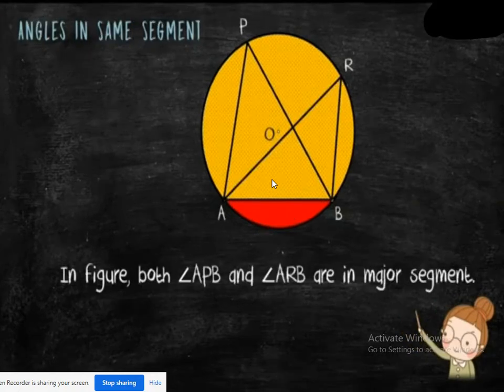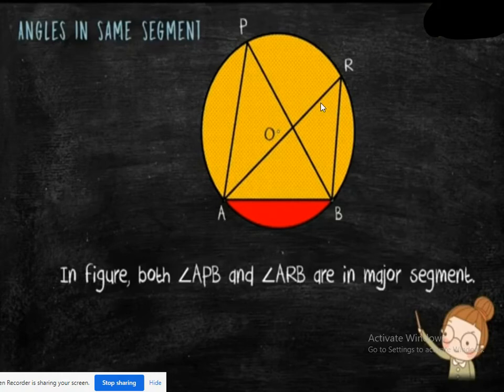But if I consider this one, now you can see here angle APB and angle ARB, these both are in the same segment, correct? Which segment? They are in the major segment. So these two angles, we can say that they are in the same segment.